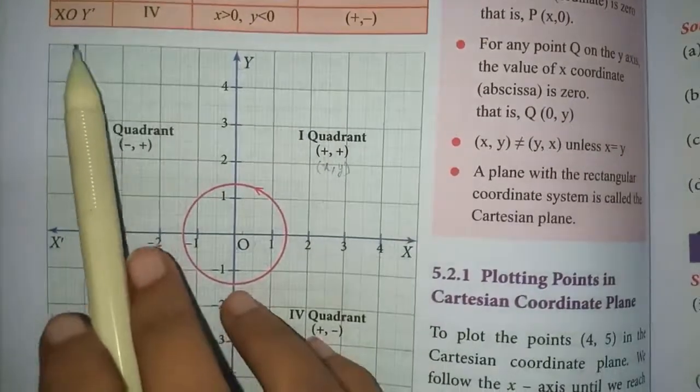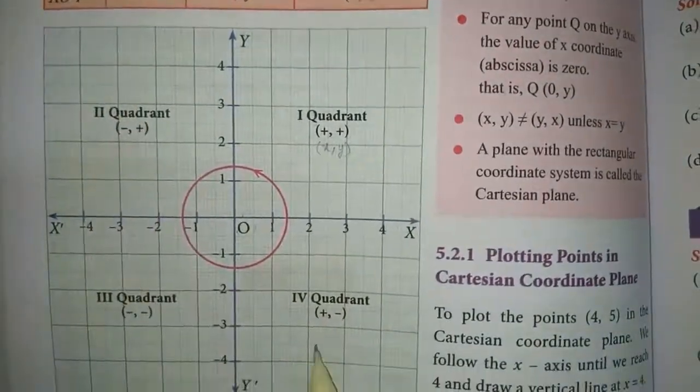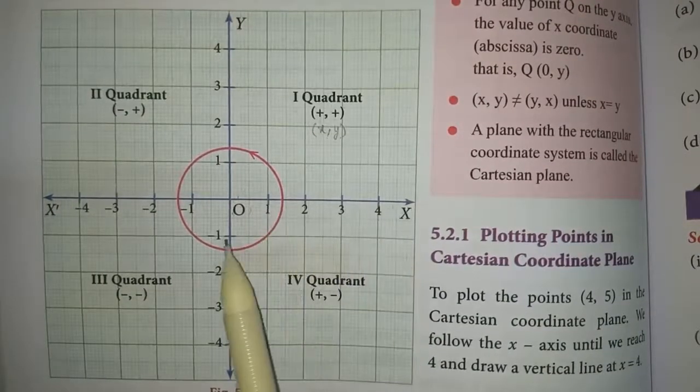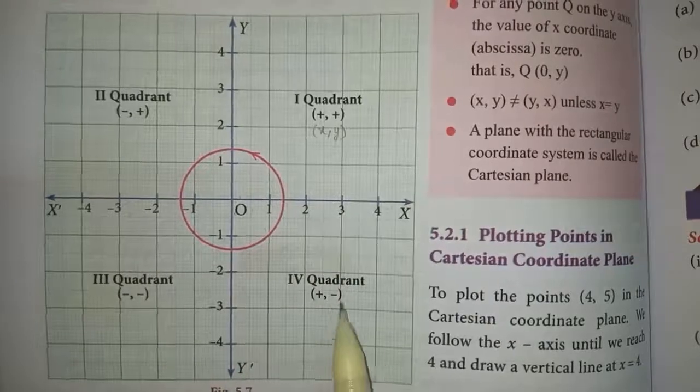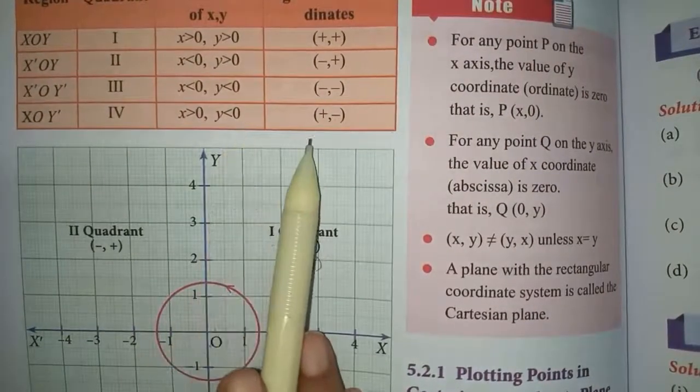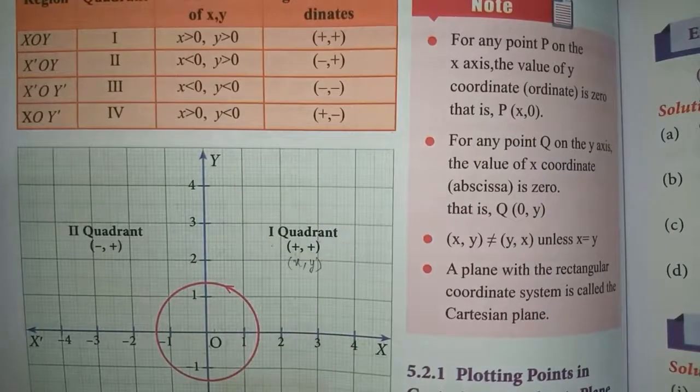Then the last one x o y dash, that is the fourth quadrant x o y dash. Here x is positive and y sign is negative. So x is greater than 0, y is less than 0, the sign is positive comma negative.